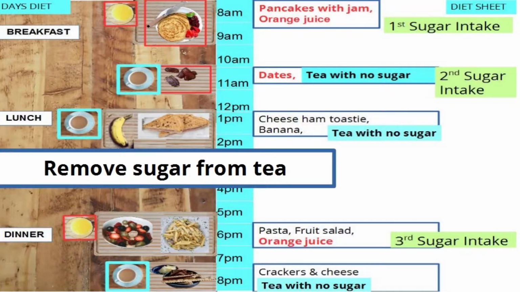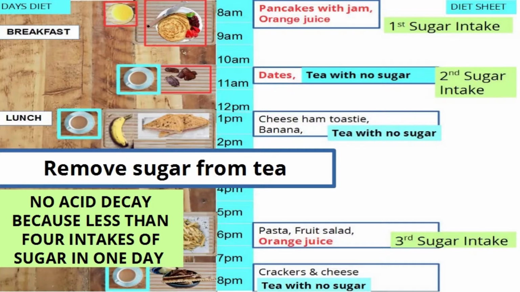In the food diary, we remove sugar from the meal. So we remove sugar from tea for all meals, so no acid decay occurs, because we have less than 4 intakes of sugar in 1 day.